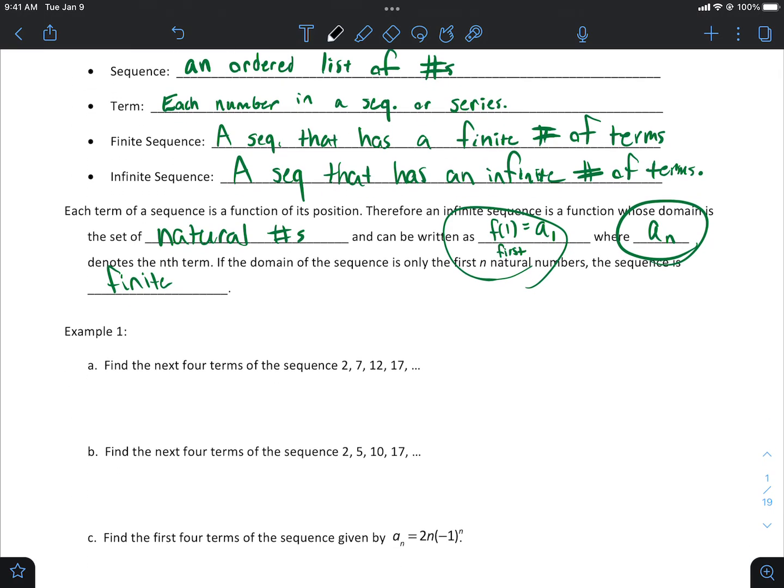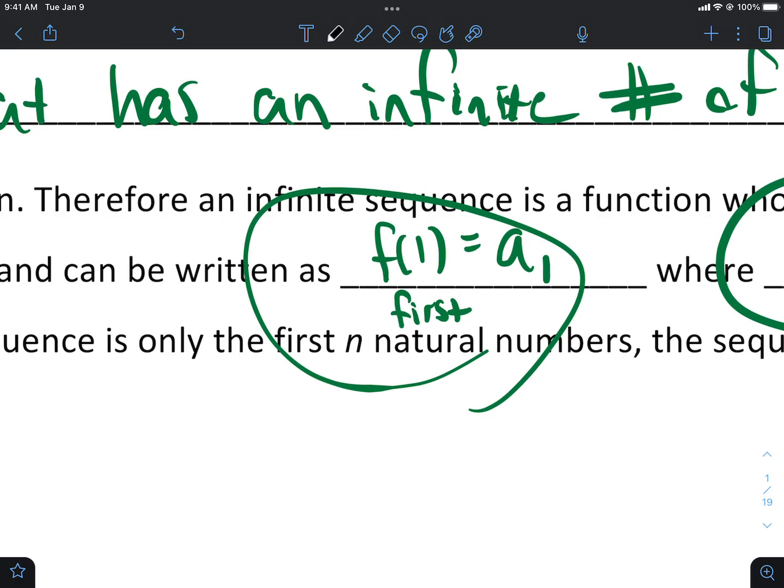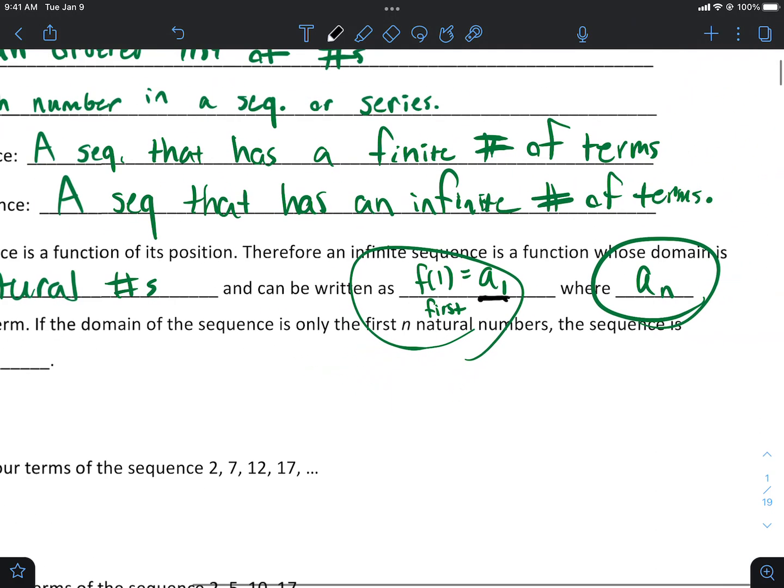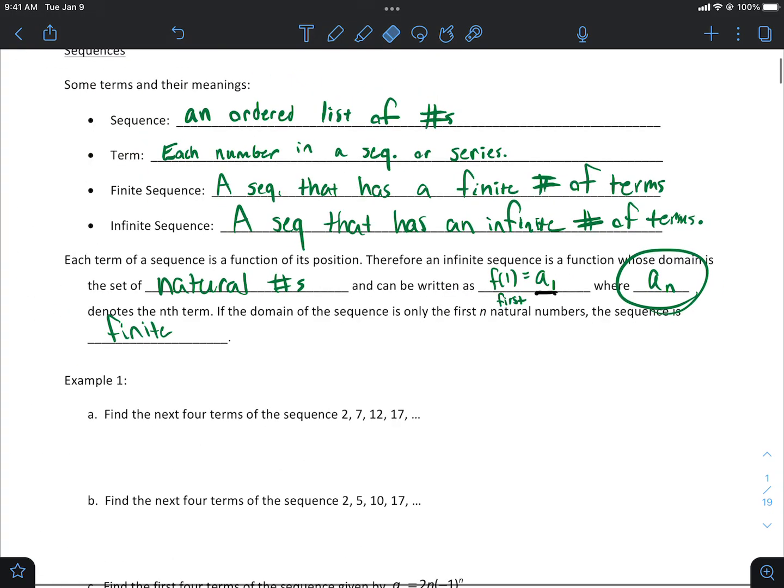Each term of a sequence is a function of its position. Therefore, an infinite sequence is a function whose domain is the set of all natural numbers, and can be written as, usually, f of 1. So you're inputting 1, that's going to be written as your first term. And then a subscript n is going to denote the nth term. And if the domain of a sequence is only the first n natural numbers, then the sequence is finite. Okay, so a little wordy there. Anyways, let's dive on into this.